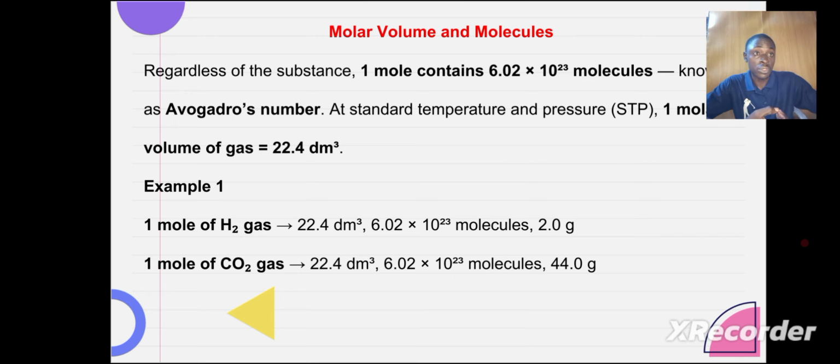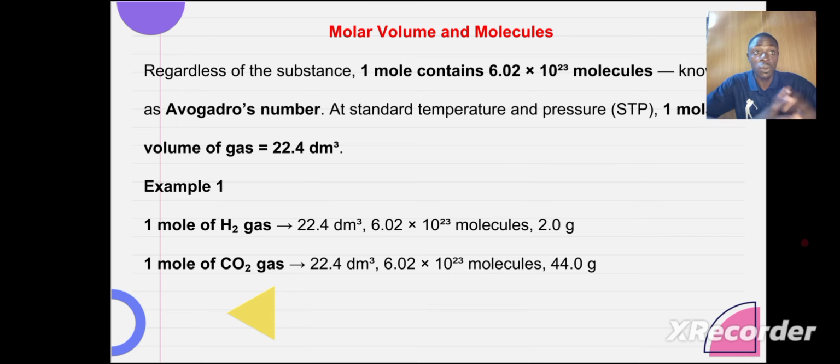And then standard temperature, based on our previous discussion, is 273 Kelvin. And then standard pressure is 760 millimeter mercury, or 1.013 times 10 to the power 5 Newton per meter square. So you can go back to the previous video to get acquainted with this concept.